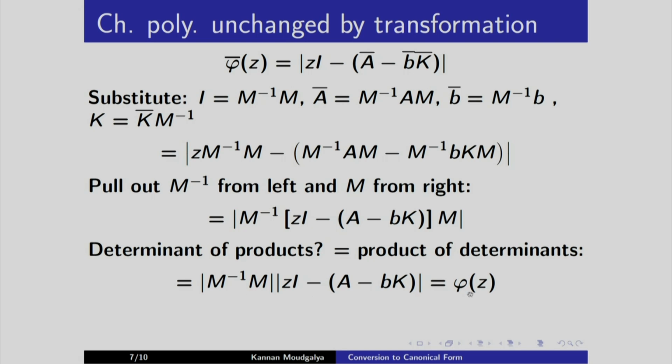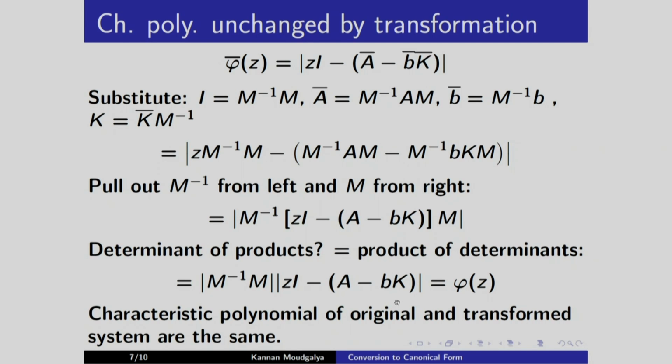So I get phi of z, which is nothing but this expression. We have seen this expression before, phi of z equals determinant of zI minus A minus BK. So we see that the characteristic polynomial of the original and the transformed systems are the same, and the controller in the transformed coordinates is given by this using these bars.